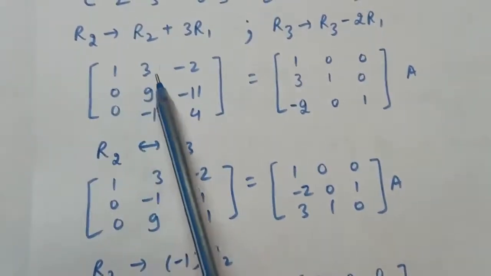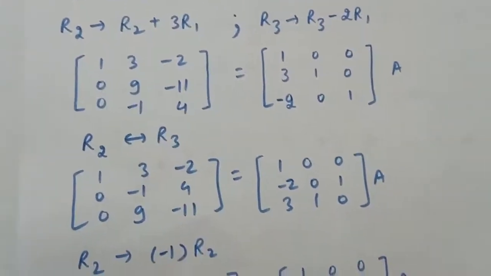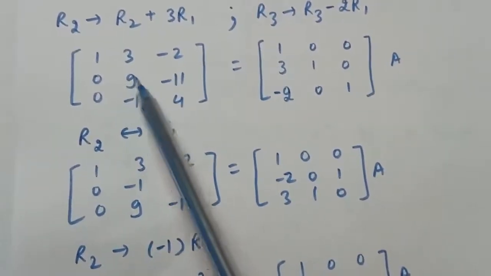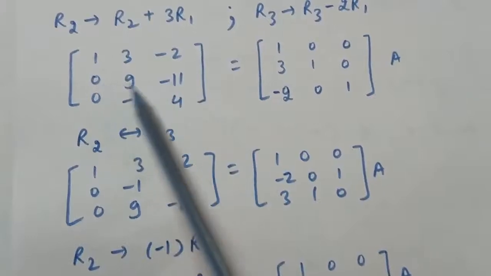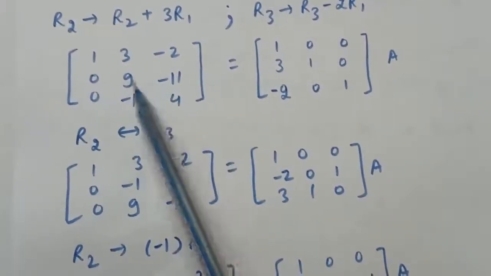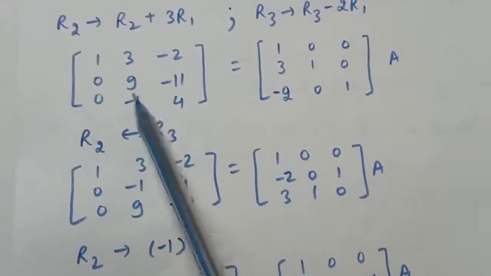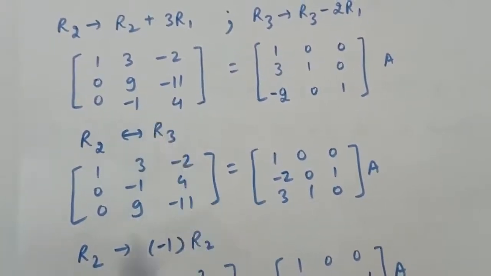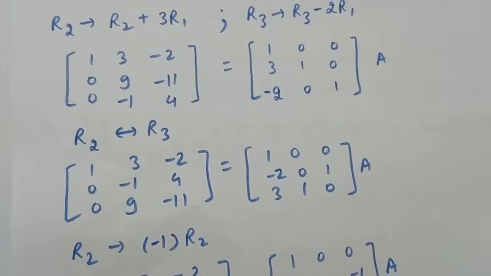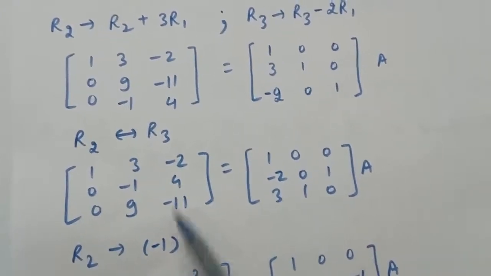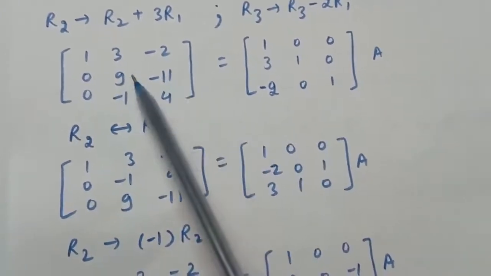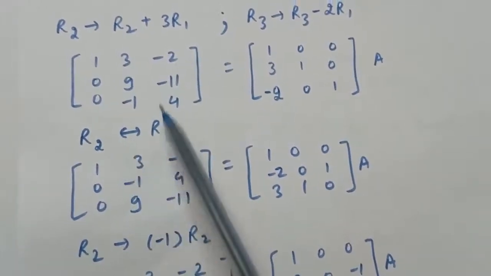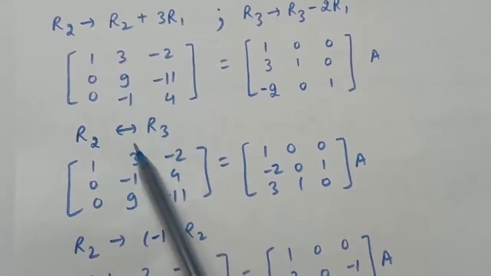Now move to the second column. See, because here the element is 9, either we can multiply row 2 by 1 by 9, or you can see here it is minus 1, so if we interchange the rows and then multiply the row by minus 1, then also we will get 1, right? So dividing by 9 is more typical. Therefore we are interchanging the rows. Row 2 changes with row 3.